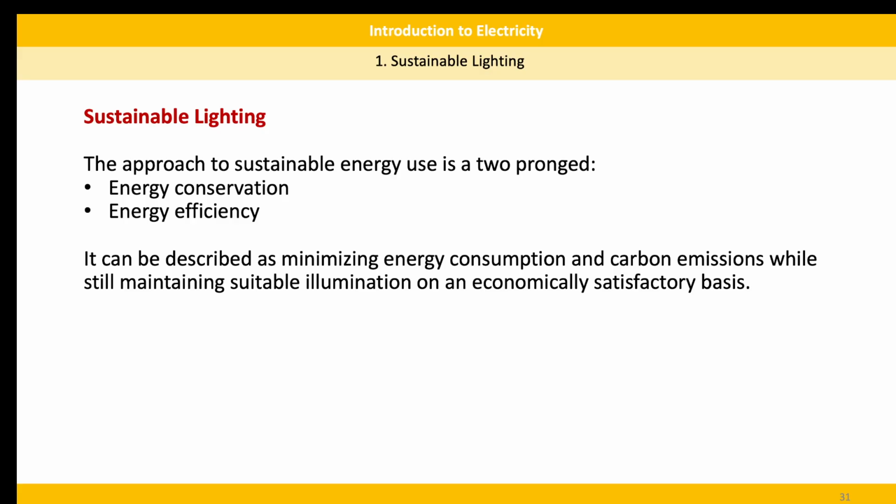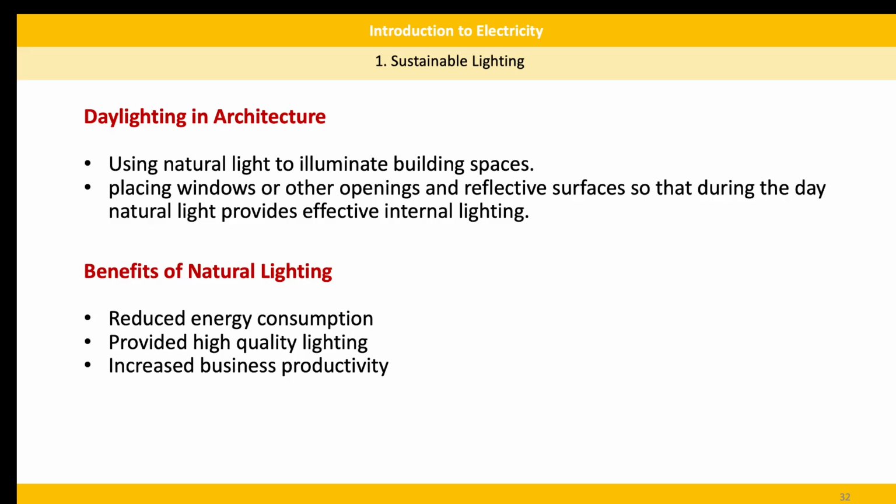So if you want to design sustainable lighting, you have to consider two things: energy conservation and energy efficiency. Especially we have to make sure of energy saving in lighting energy use, and also we have to consider that the lighting design is comfortable for us, with no glare, and no very high radiance. And we have to make sure the lighting gives enough work productivity.